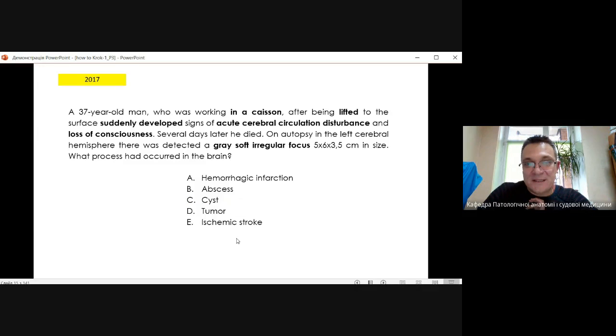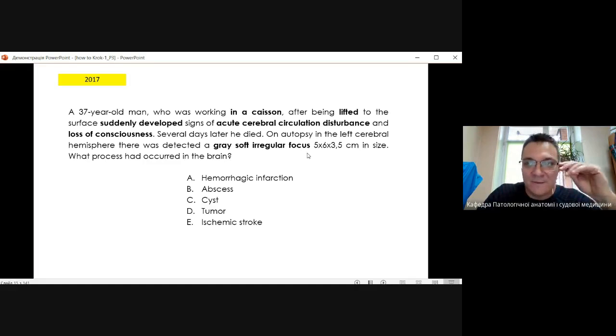The next one is easy. A 37-year-old man who was working in a caisson, after being lifted to the surface, suddenly developed signs of acute cerebral circulation disturbance. Acute cerebral circulation disturbance here is the most important key point. Then loss of consciousness, and several days later he died.